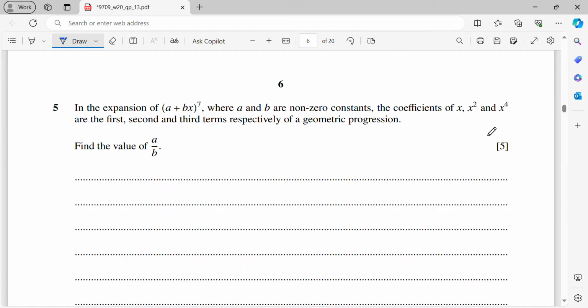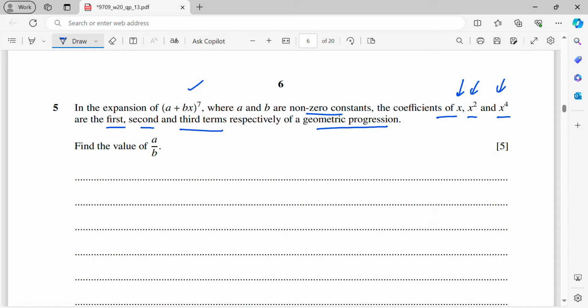Okay, question number 5. In the expansion of a plus bx to the degree 7, where a and b are non-zero constants, the coefficients of x, x squared, and x degree 4 are the first, second, and third terms of a geometric progression. Find the value of a over b. So in this case, I need to do the expansion first to get the coefficients for all these three terms.